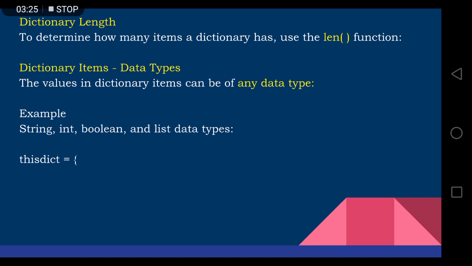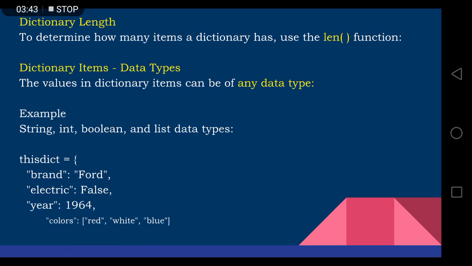So let us create an example. This dict is equal to open brace, brand Ford, the same thing you have seen before. Electric is false. Now here is a new variable called electric, which has the value false. It is a boolean value, true or false may be the value. And then year is 1964, and then we have colors. So the colors may be red, white and blue.